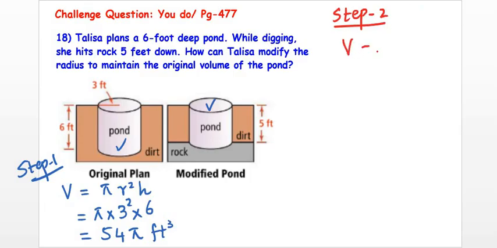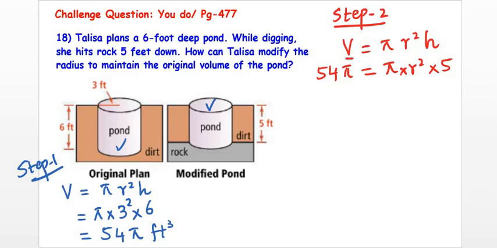What is the formula for the second pond? The same formula, pi r squared h. We know what is the volume, because she wants this pond to hold the same amount of water, or the same volume that was for the original plan. So it means this V can be replaced by 54 pi, right? Okay, here we have pi. Do we know the radius of the second pond? No. So leave r squared over there. And now what is h? The height for the second pond is 5.